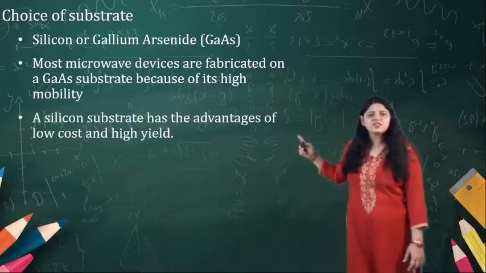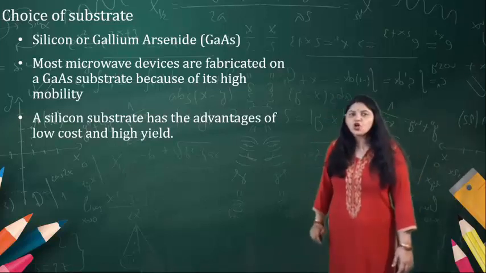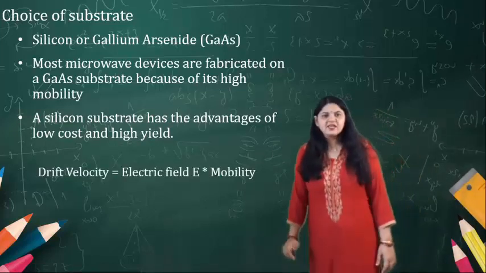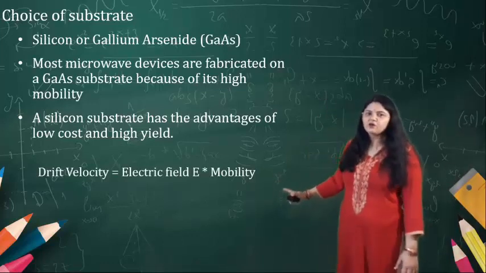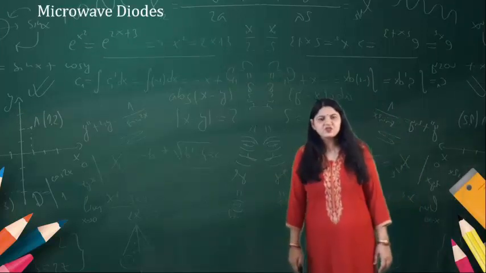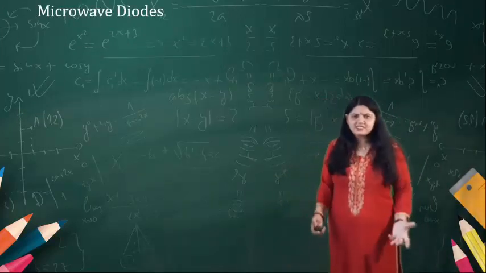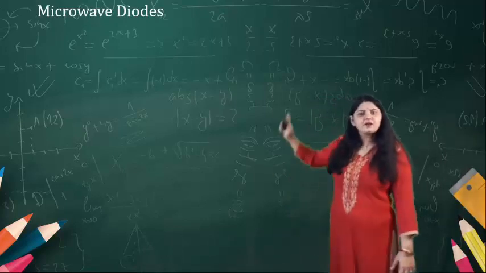A silicon substrate has the advantage of low cost and high yield. The drift velocity is the electric field multiplied by the mobility of the electron. So this is about the basics of the various solid state devices.